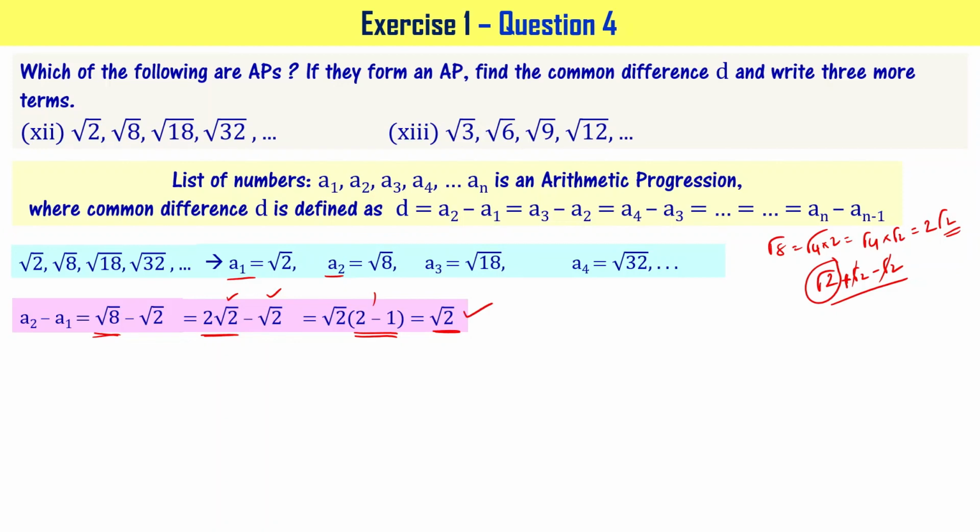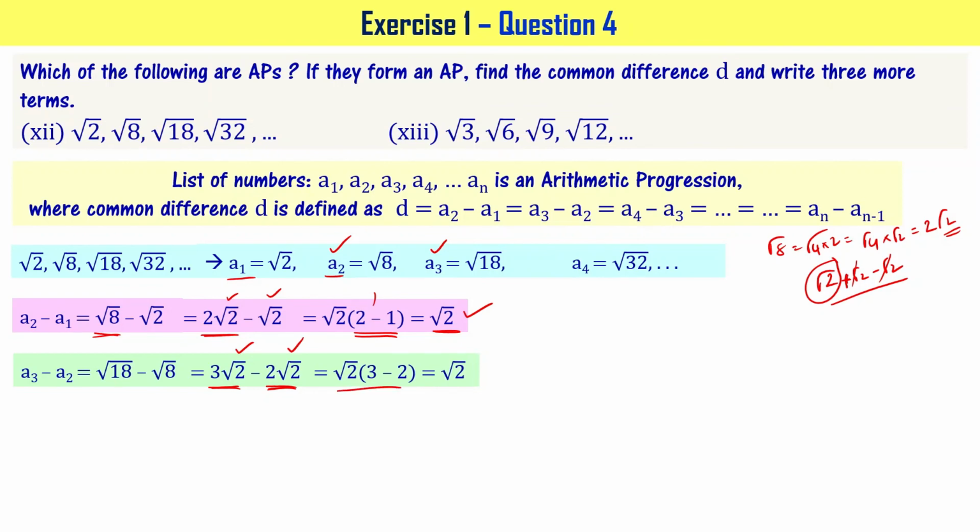Now let's see what is the difference between a3 and a2. a3 is root 18 and a2 is root 8, right? How do I write root 18? Root 18, I can write it as 3 root 2. And this one is 2 root 2, right? What is the difference between 3 root 2 and 2 root 2? When you look at this, you can say that I can take root 2 as the common factor out. When you do that, what you will be having is root 2 times 3 minus 2. That is equal to 1. That's why what you have is root 2 here, right? a3 minus a2 is also root 2.